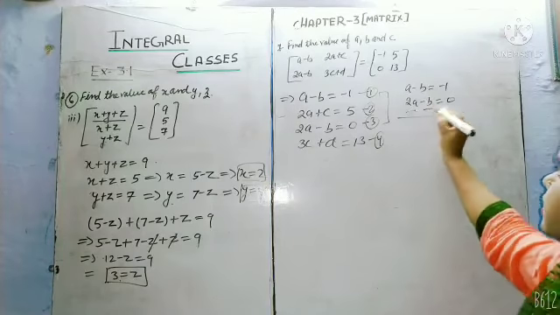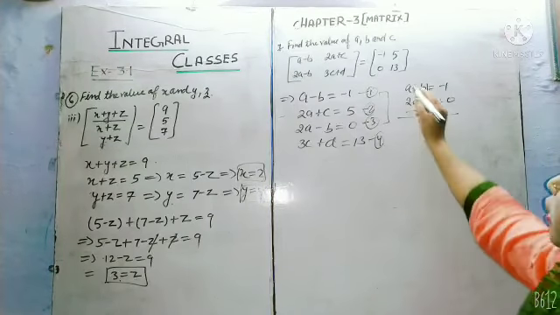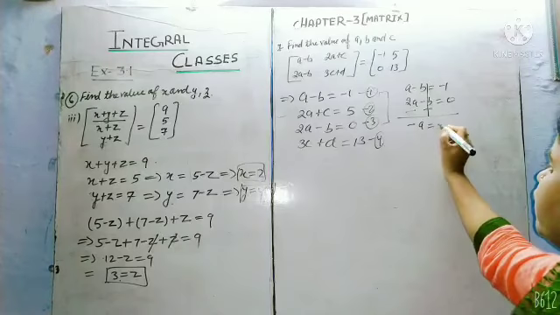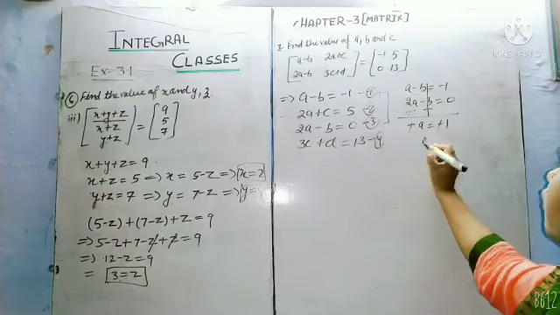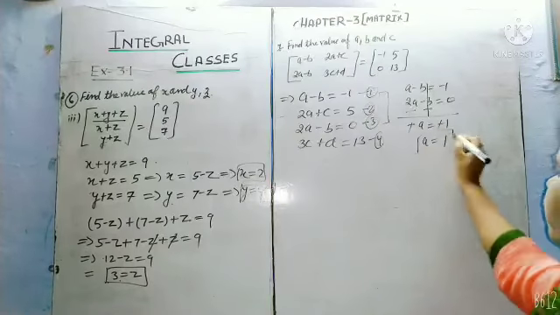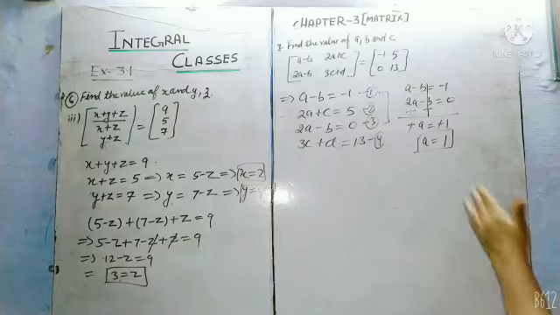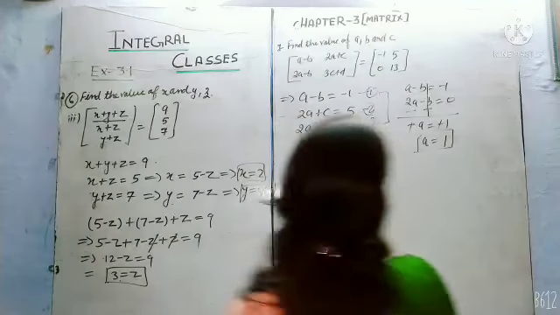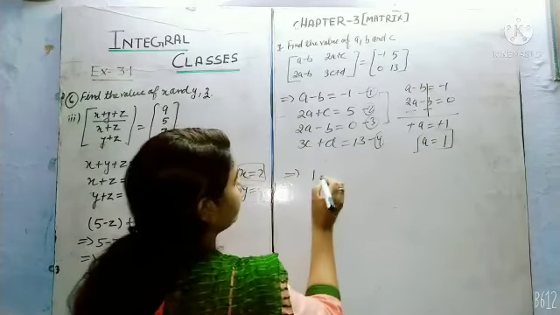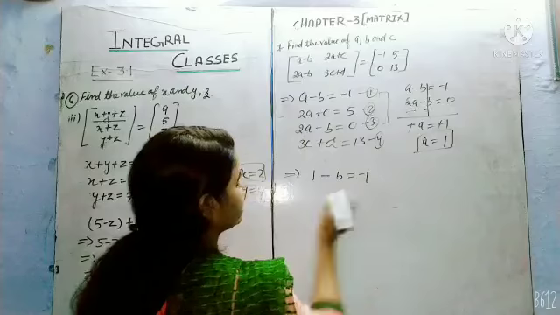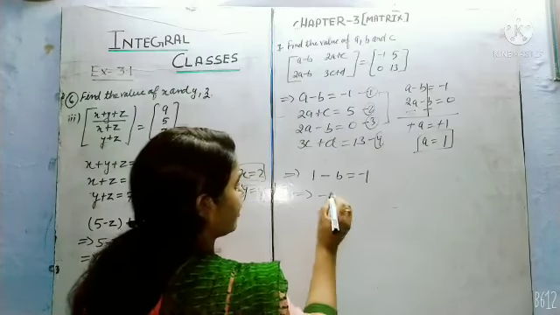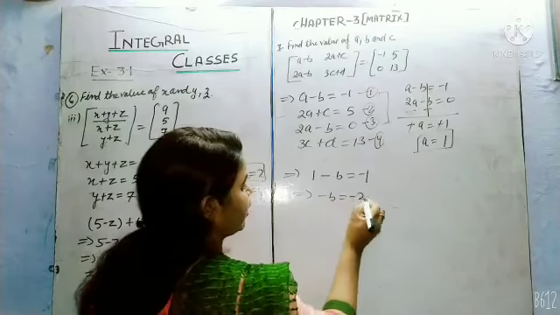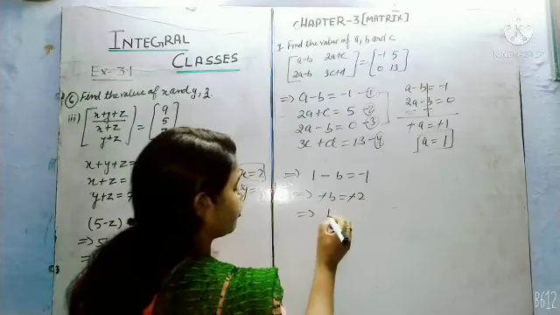So change the sign. Minus 2A plus A minus A equals -1. Therefore A equals 1. Now put the value in any of these equations. So here 1 minus B equals -1. Therefore minus B equals -2. Therefore B equals 2.